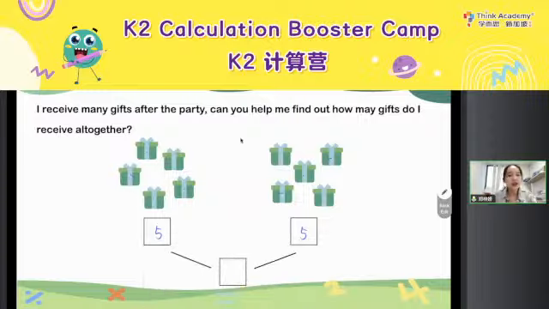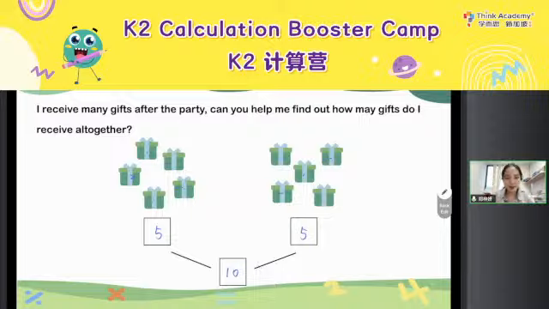Still, let's count all the gifts altogether. 1, 2, 3, 4, 5. 1, 2, 3, 4, 5, 6, 7, 8, 9, 10. Oh, it's got me 10 in here. Which I also know if I combine the two 5s in here, I get a whole part as 10. 10 in total. Just like high five, you get 10 in total, right?